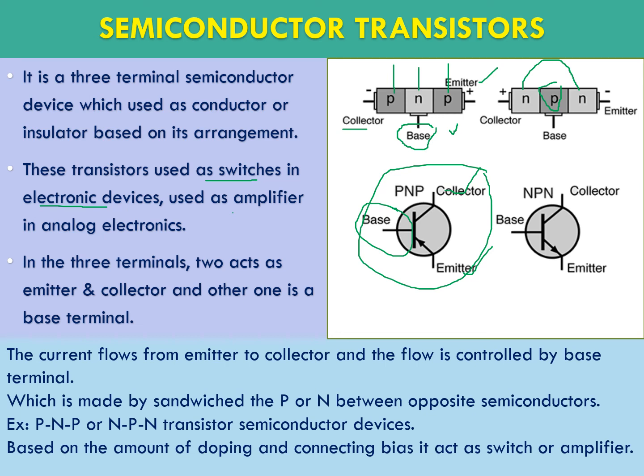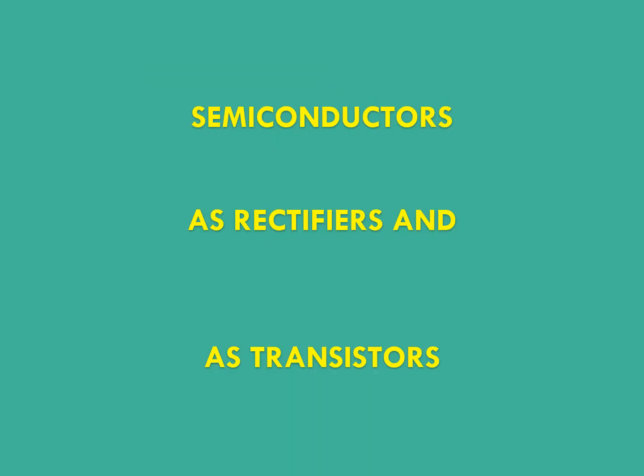Like this we can control and transfer the power in different directions. That's why these are called transistors. Like that, pnp or npn junction diodes are used as transistors. So in today's topic we learned how semiconductors act as rectifiers and transistors.